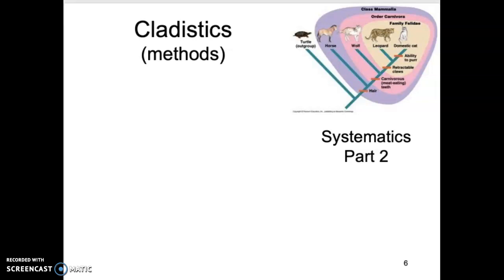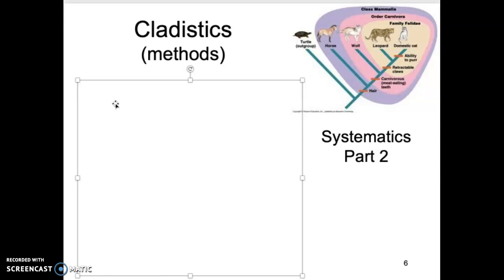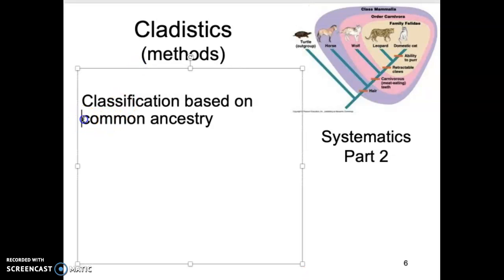And we left off with this idea of cladistics, the methodology that we use to create those phylogenies. So when we're talking about classification, what we're looking at is classification based on common ancestry. So cladistics is trying to understand this, and we organize things based on this common ancestry, that you're related because you have this ancestor that had these features or these genetics, etc.